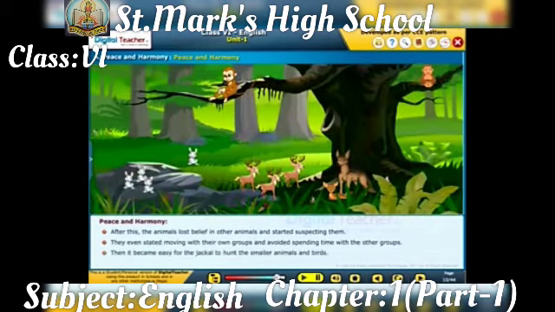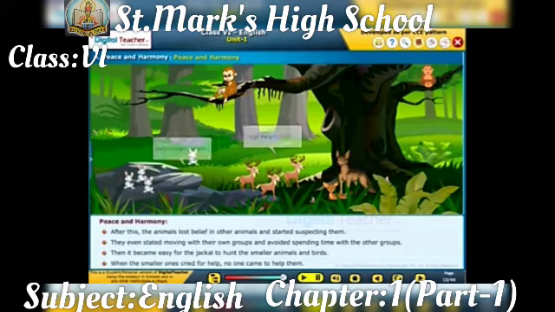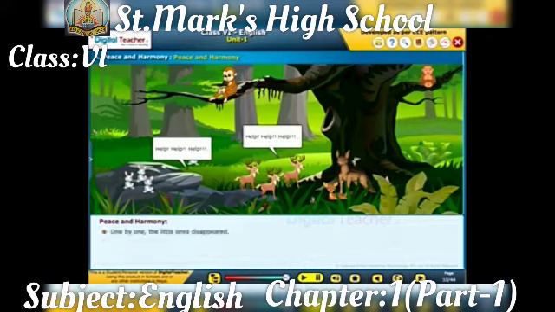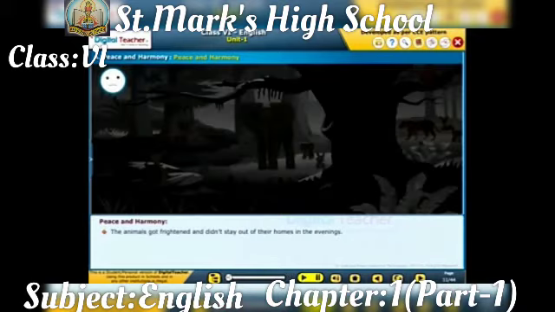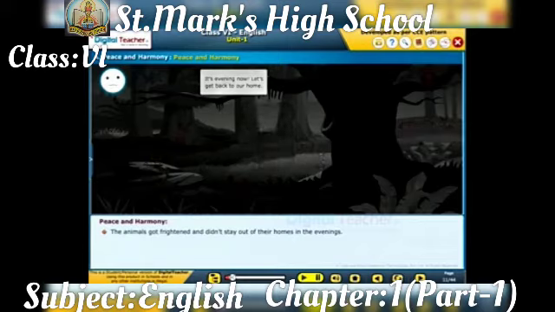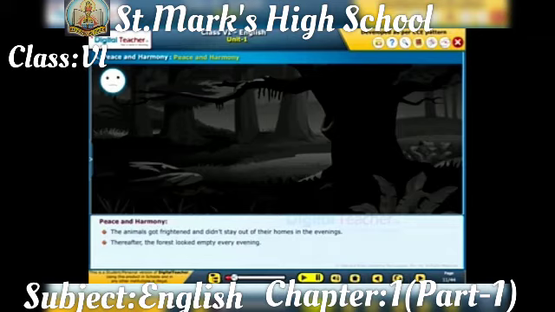Then it became easy for the jackal to hunt the smaller animals and birds. When the smaller ones cried for help, no one came to help them. "Help! Help! Help!" One by one, the little ones disappeared. The animals got frightened and didn't stay out of their homes in the evenings. "It's evening now. Let's get back to our home." Thereafter, the forest looked empty every evening.